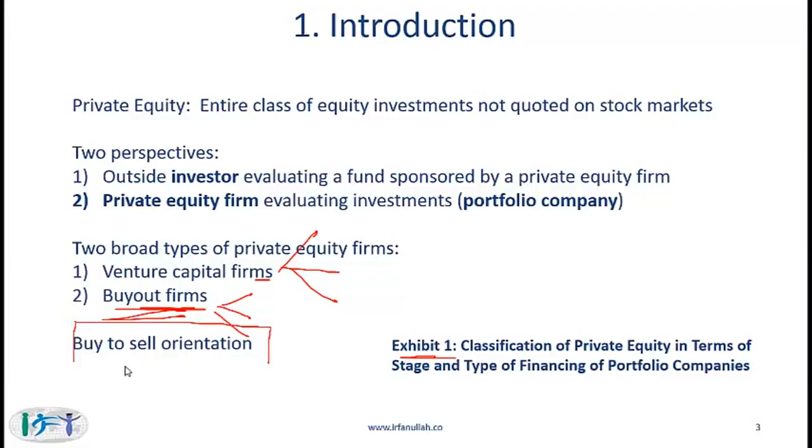This is a common point across private equity firms, the buy to sell orientation. Buy to sell orientation means that in private equity, the private equity firm makes an investment with a clear exit strategy. In other words, typically after a few years, the investment is then sold. The point being that a private equity firm tries to get in at a low price, and then after a few years, once the value of the investment has gone up, then that investment is sold. The selling of that investment is called an exit because it's an exit from the investment.